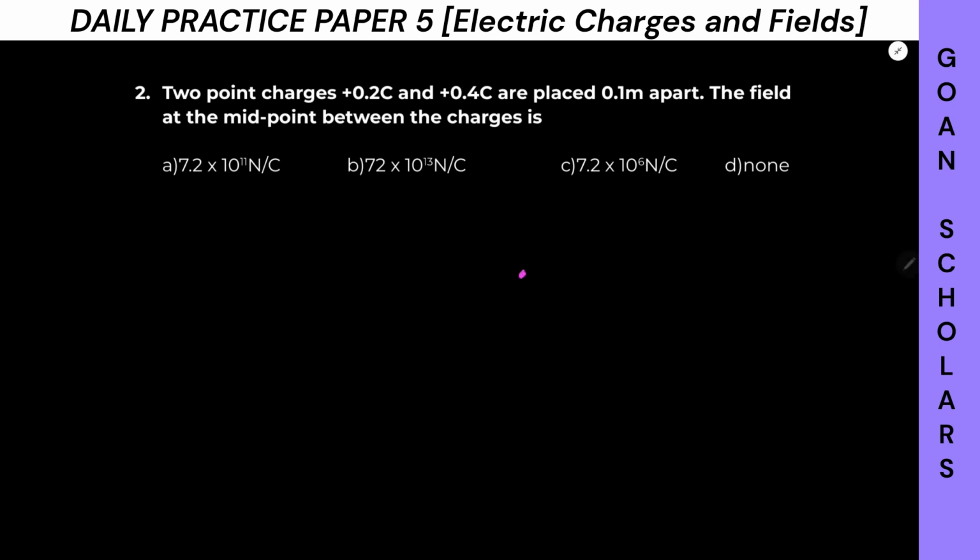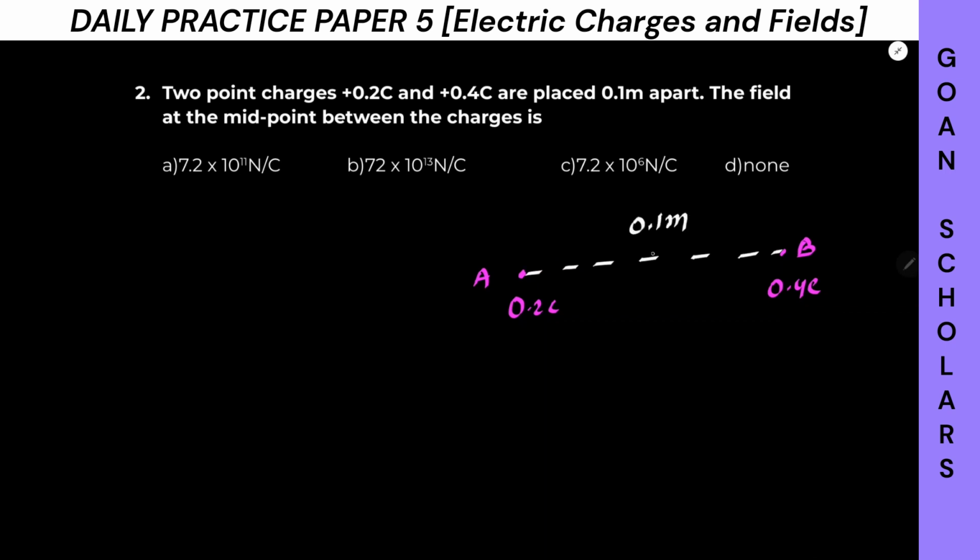So here I am taking a 0.2 coulomb and here I am taking 0.4 coulomb. Let's call it charge A, let's call it charge B. The separation between them is how much? 0.1 meter. So this AB gap is 0.1 meter.